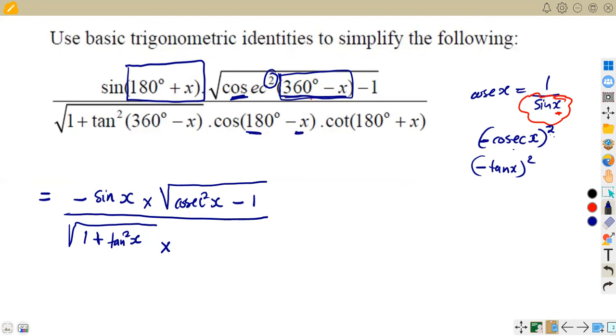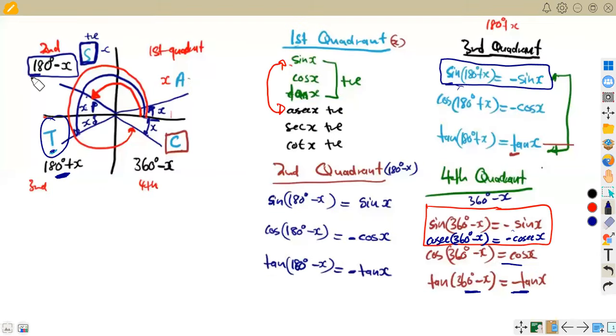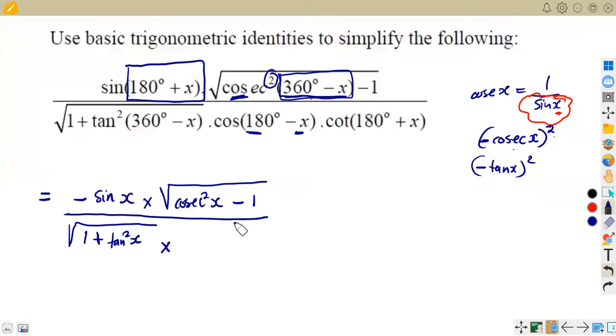180 minus x, which quadrant are we talking about? This is the second quadrant, and we said in the second quadrant it's only sine which is positive. So cos(180° − x) is equal to minus cos x. So this is going to give us minus cos x in this case. This is how you play around with these ratios.